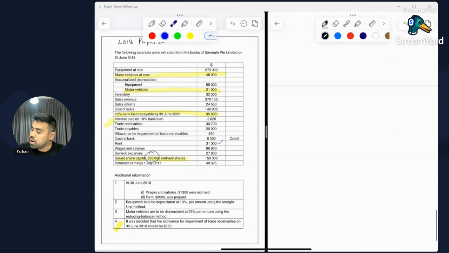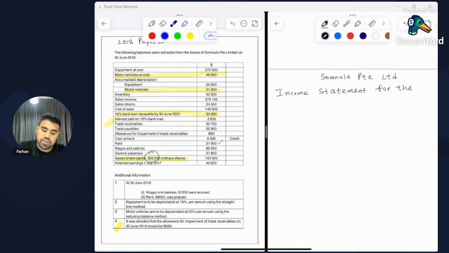So how do we prepare the income statement? First of all, we write that we're preparing the income statement for Somnil PTE Limited. So Somnil PTE Limited income statement for the financial year ending 30 June 2018. So I'm just going to write this here.